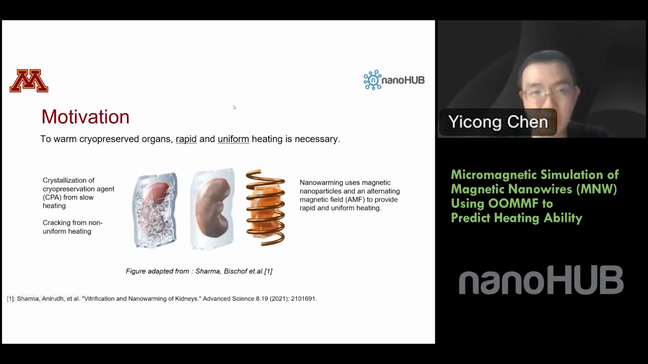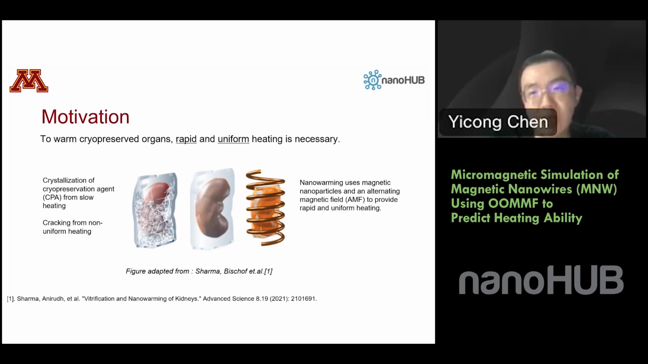About the motivation for the nanowarming process, you know that the organs or tissues for transplant, most of those samples are kept in a very cold environment, which is called cryopreserved. To rewarm those organs for use or transplant, we will need very rapid and very uniform heating. As you can see from this picture, if the heating rate is not fast enough or not uniform enough, partial crystallization or cracking will form, which can cause damage to the sample.